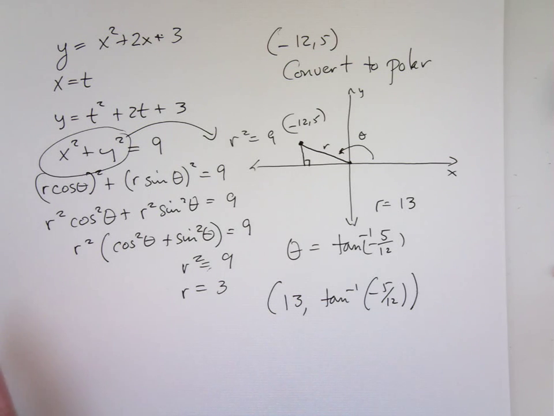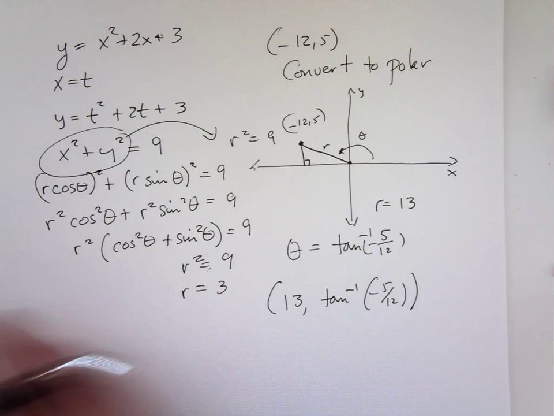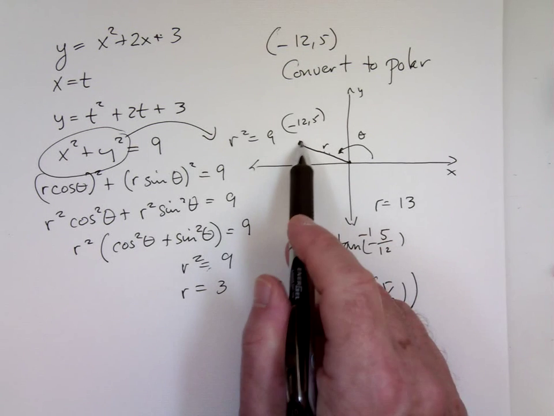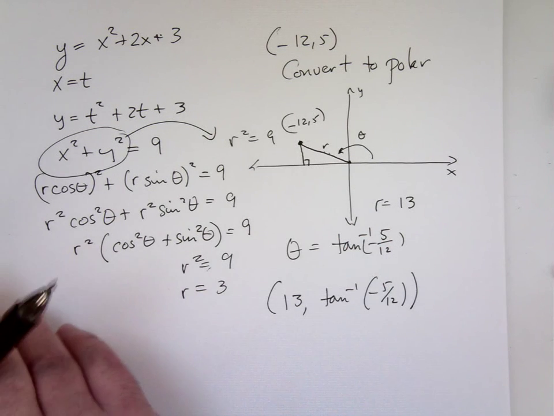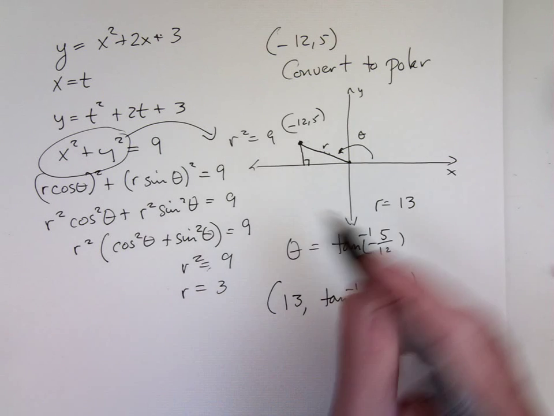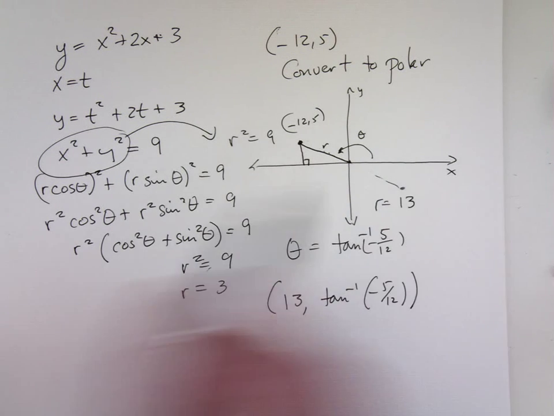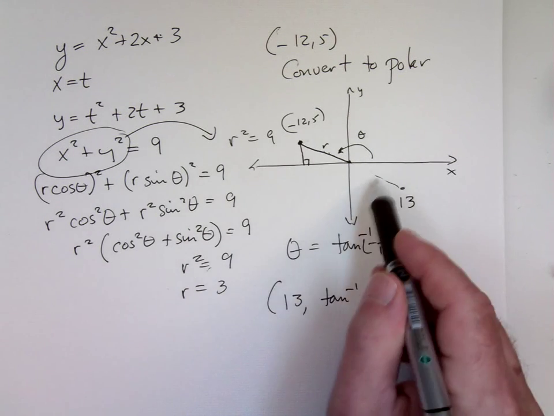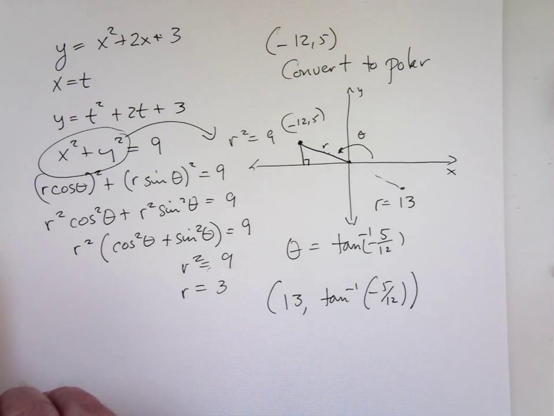Just be sure that you get an angle that puts your point in the second quadrant here. Just be careful with that, okay? Because your calculator may give you an angle that puts you down here somewhere, and you may have to add pi radians to get it over here. So be careful of that. All right, what else you got?